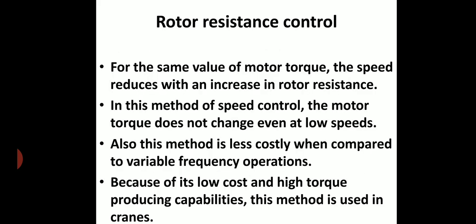Rotor resistance control: for the same value of motor torque, the speed reduces with increase in rotor resistance. So in this method, the motor torque does not change even at low speeds. This is the main advantage of this type of control. Also, this method is less costly when compared to variable frequency operations because of its low cost and high torque producing capabilities. This method is generally used in cranes.